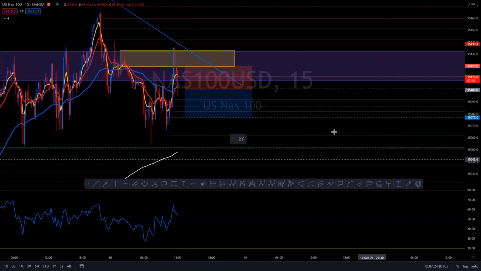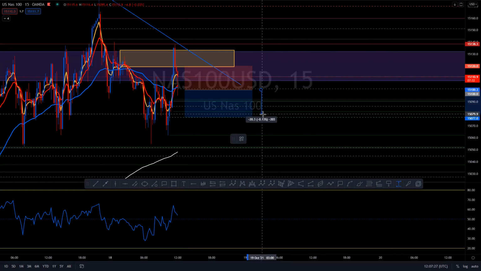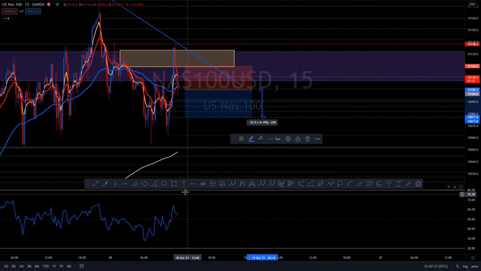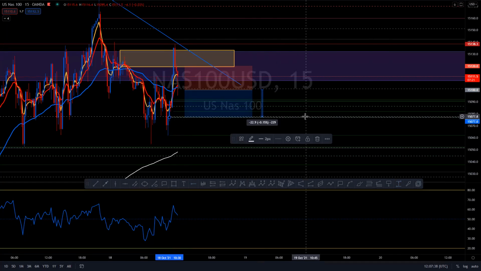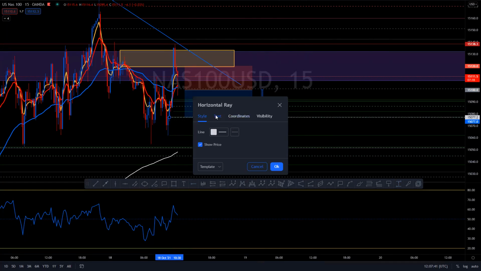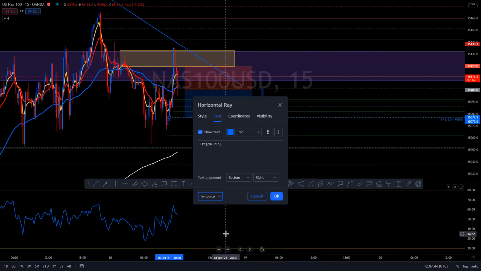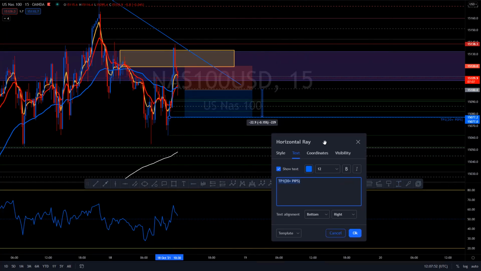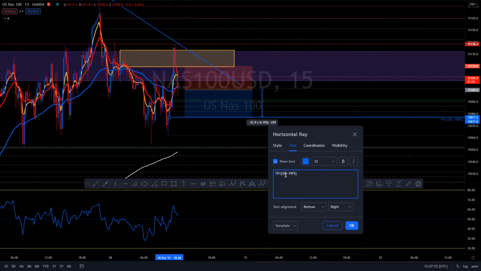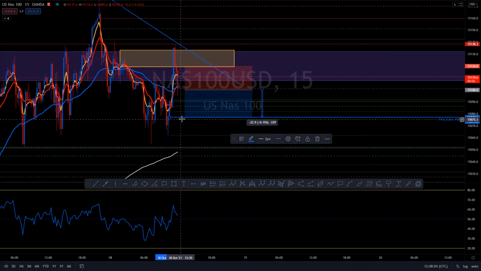maybe down to here. How many pips would that be in NAS? To this point, that'd be a good one. So I would just do the 20 plus pips, and the style, I want to make this a line. And so this is 229 plus pips. And that's what I would be looking for. So there's going to be TP1.